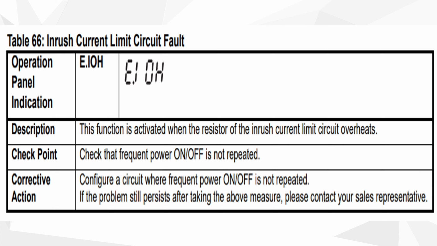Configure the circuit where frequent power on off is not repeated. If the problem is still present, taking above measure, please contact your sales representative. It means it is happening most of the time when there is frequent power on and off. So in that case it is occurring most of the time. For this kind of problem we have to do one thing.